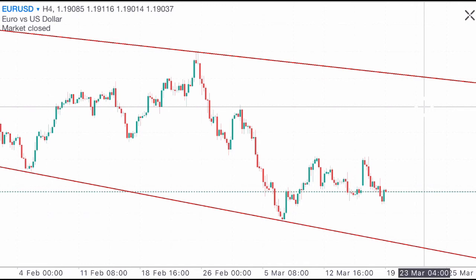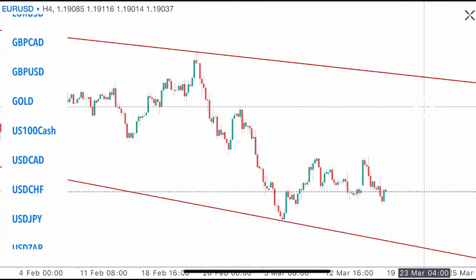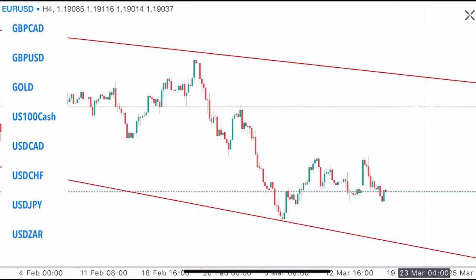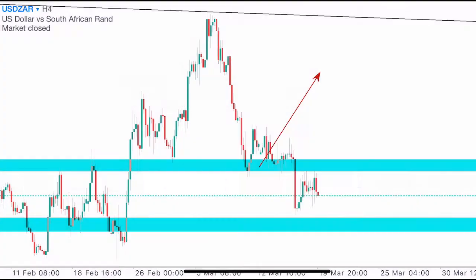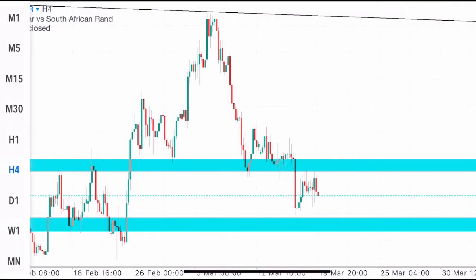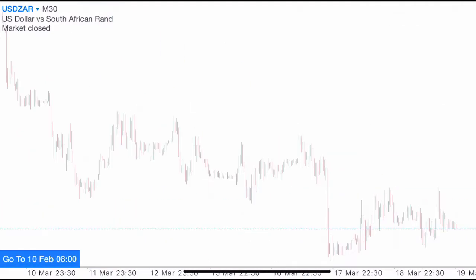So the next thing that we're going to look at is the euro. It's the USD/ZAR, actually, not the euro. We were already looking at the EUR/USD. We're going to look at the USD/ZAR on the 30-minute time frame. I'm just going to remove this. Then we're going to go to the 30-minute time frame, right?